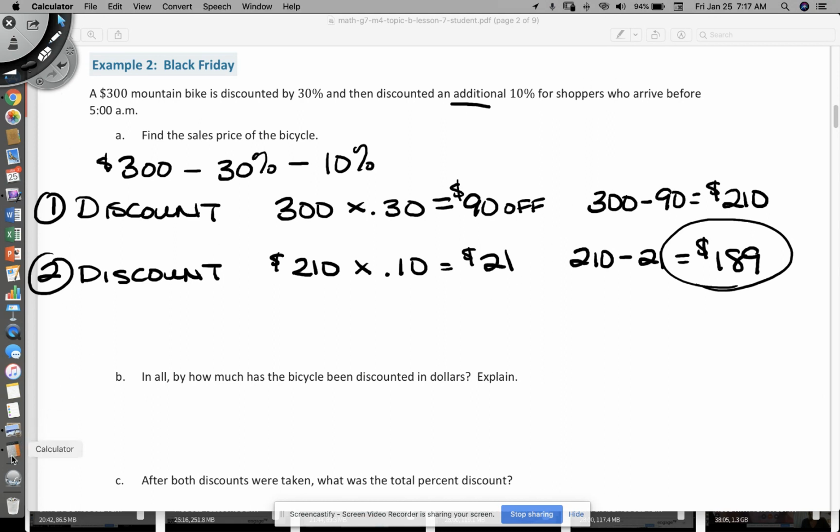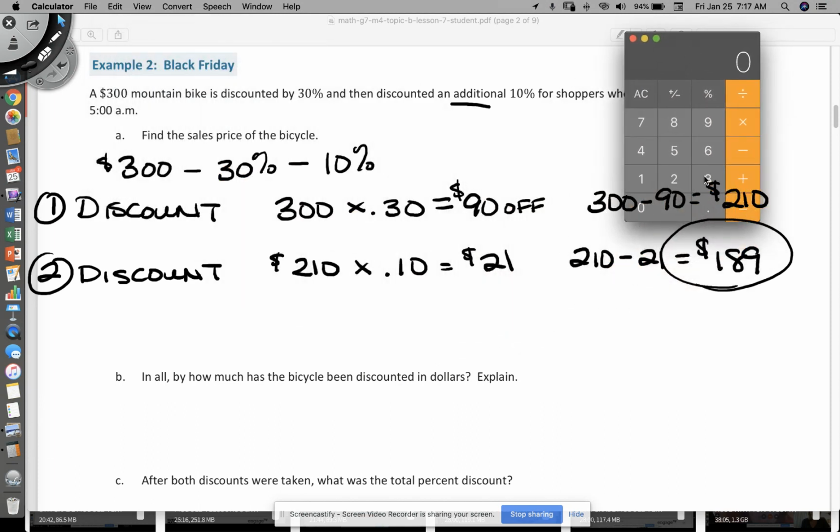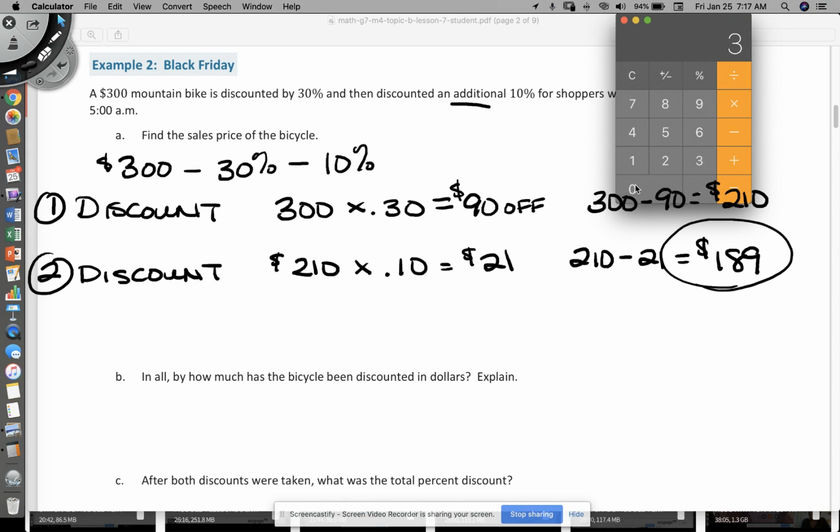So a lot of times kids think, oh, let me do 40% and just make this problem go a little faster. No, because if we watch here, I do 300 times 0.40. That's $120 off. All right, so let's do 300 minus 120. You would have paid $180. We actually paid $189. So they're close in answer, but they're two totally different answers. So you have to go one discount and then the other discount. And that's because they use the word here of additional.